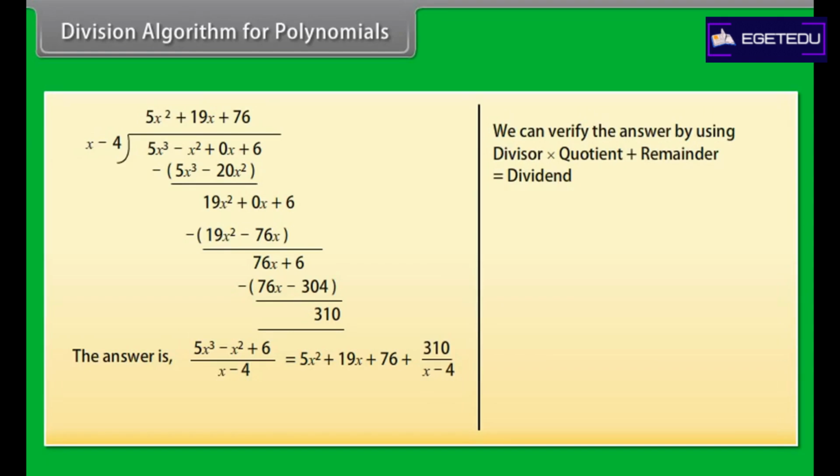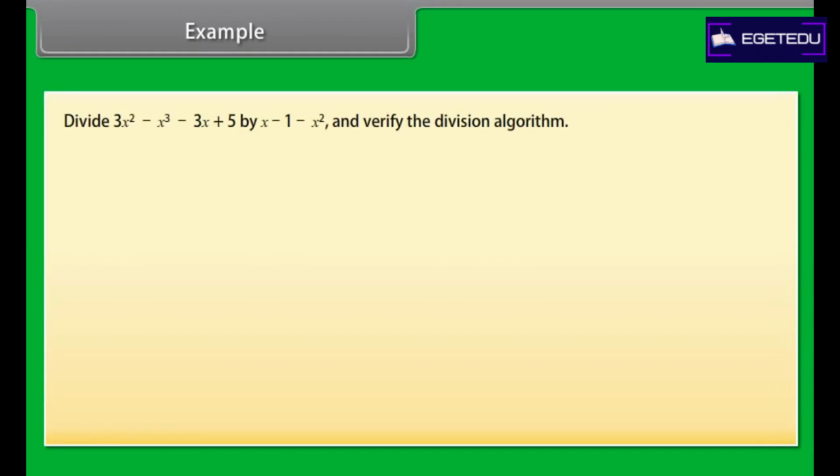Here is the rest of the work for this example. Okay, now that we have got this done, let's remember how we write the actual answer down. The answer is 5x cubed minus x square plus 6 whole upon x minus 4 is equal to 5x square plus 19x plus 76 plus 310 upon x minus 4.